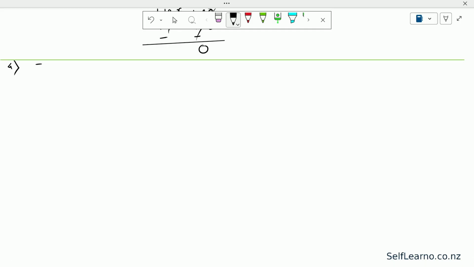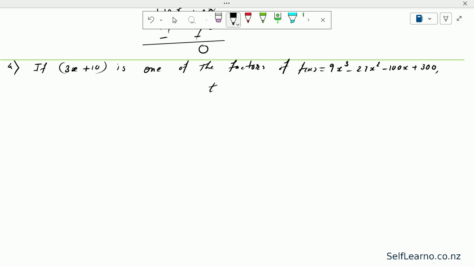So the question is, if 3x plus 10 is one of the factors of f of x equal to 9x cubed minus 27x squared minus 100x plus 300, then find all other factors of f of x.